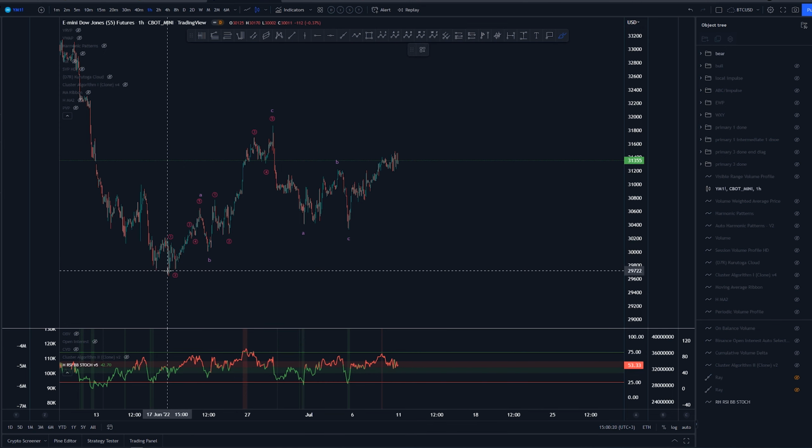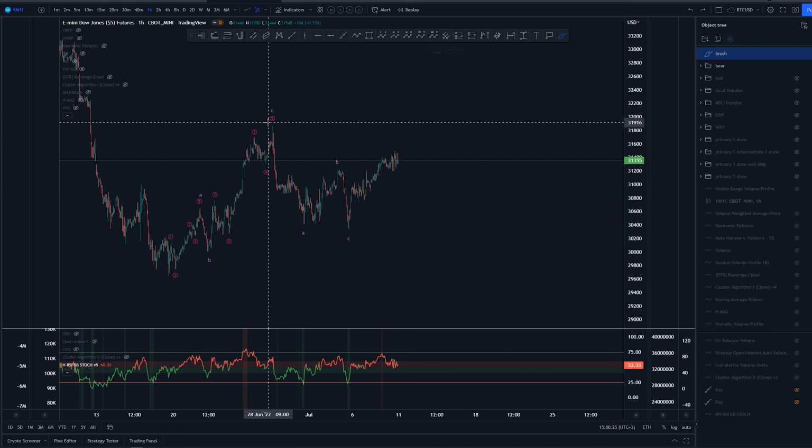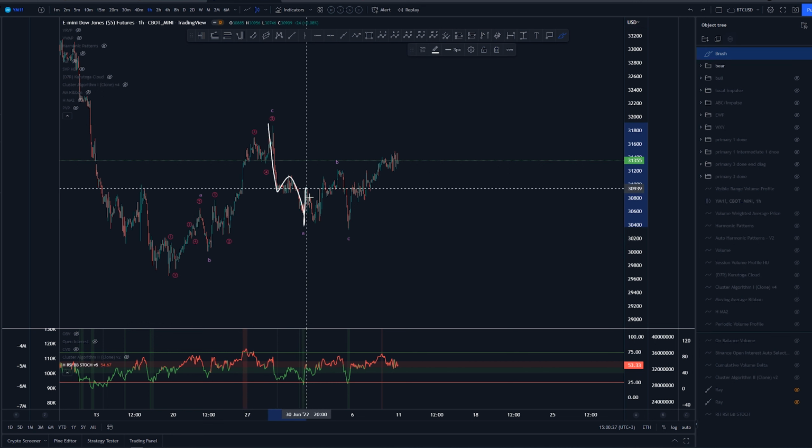Now the bearish scenario is this one, in which we have an A, B, and very extended C wave, then again some kind of 3-wave move A, 3 waves into B, and then C wave.